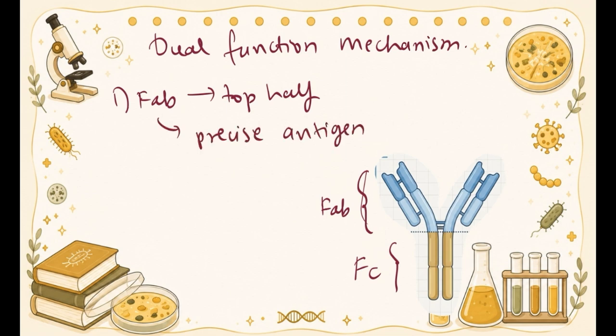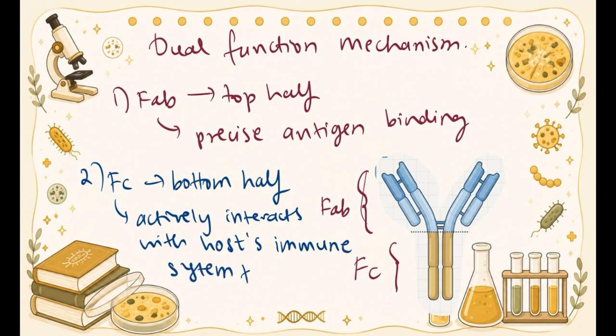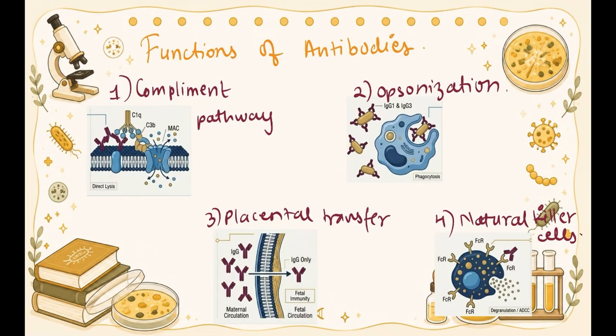The top half, called the Fab region, is strictly for precise antigen binding. You can think of it as the custom key. The bottom half, the Fc region, functions as the biological engine. Once the top locks onto a threat, the bottom Fc region actively interacts with the host's immune system to destroy it. This effector function essentially takes 4 distinct forms.